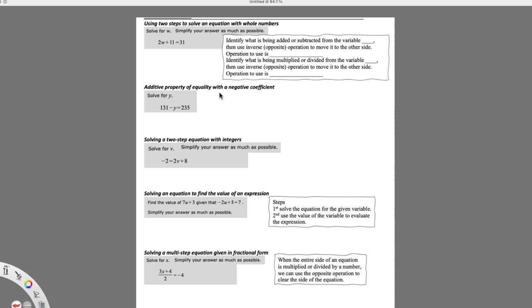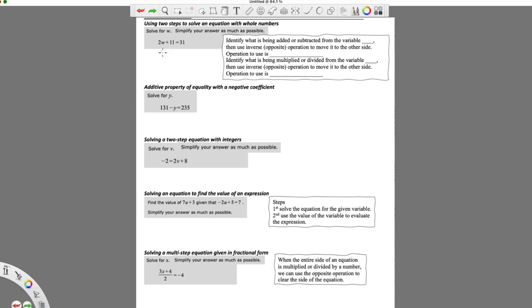And our goal is always to get the variable by itself. I want to know what that variable equals. In order to know that, I need to move all of these other pieces away from it. And what I mean by move away is to the other side of the equal sign. I'm going to do the opposite of what's being done. Basically, I'm undoing these things.